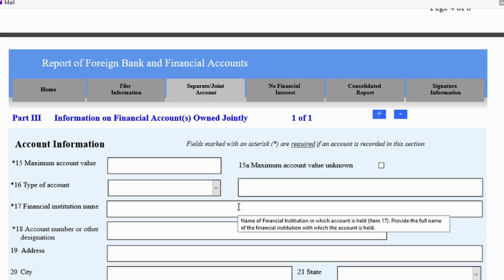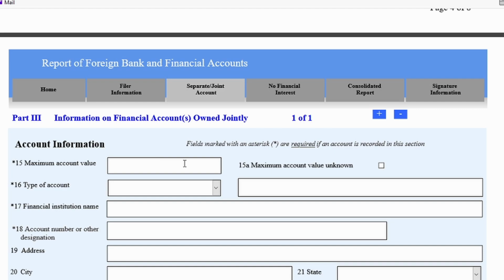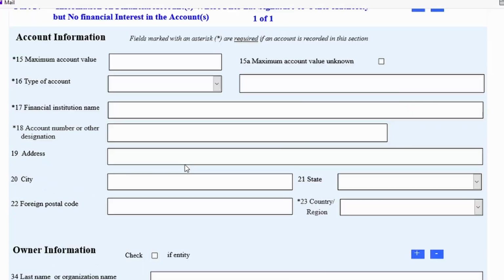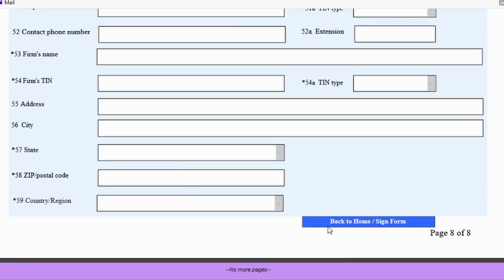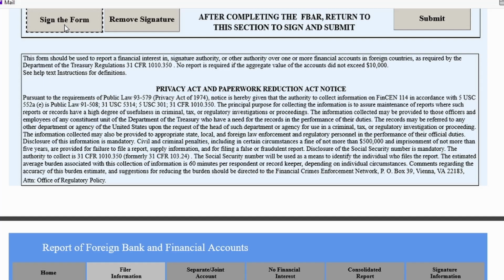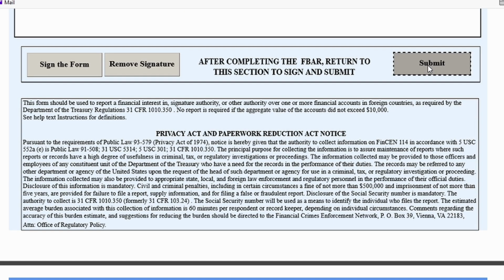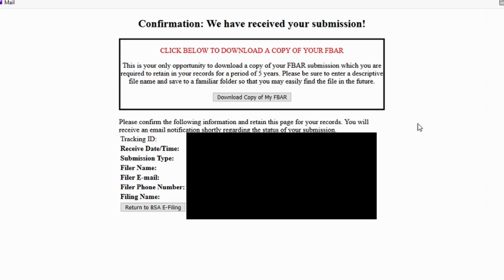So I filled out all of my pages on Section 2. I don't need anything for Section 3, Section 4, or Section 5. All I need now is to go back to home and sign the form. Here you sign the form and then you submit. Okay, it received my submission, and you can download a copy of your FBAR as a PDF as proof of your filing.